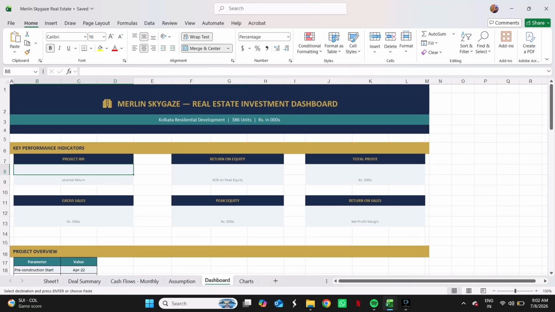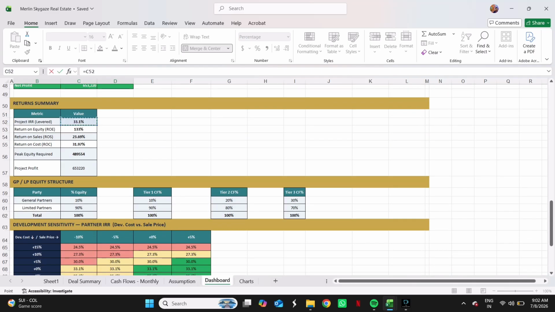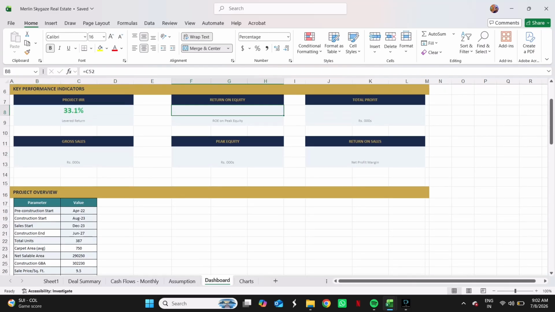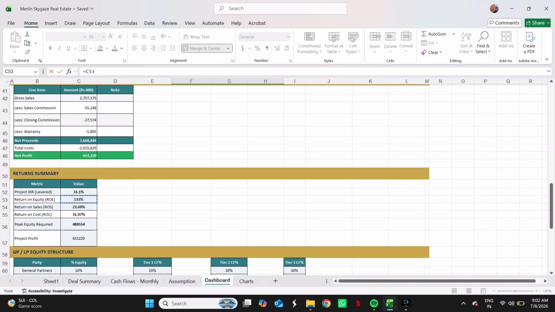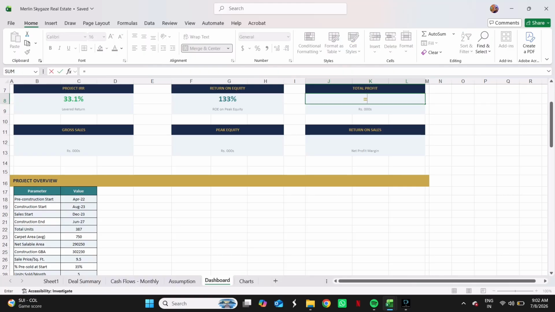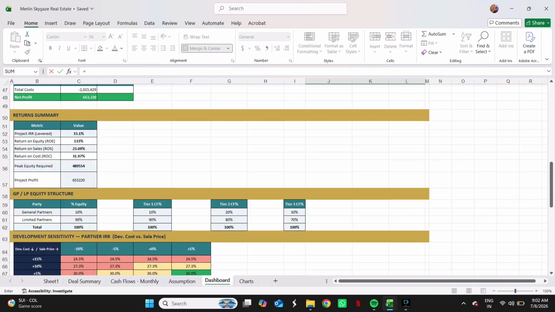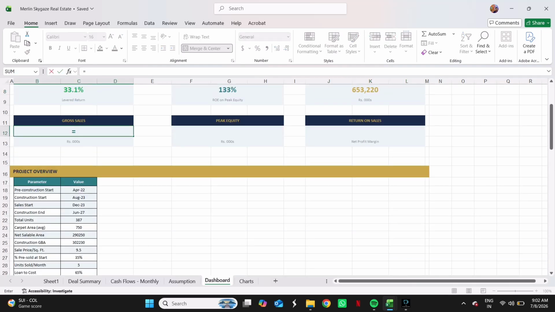Yeah, the last thing is left. The projected IRR we already found out. The total projected IRR is 33.1%. Return on equity is equal to 133%. After that, the total profit is the total gross sale.